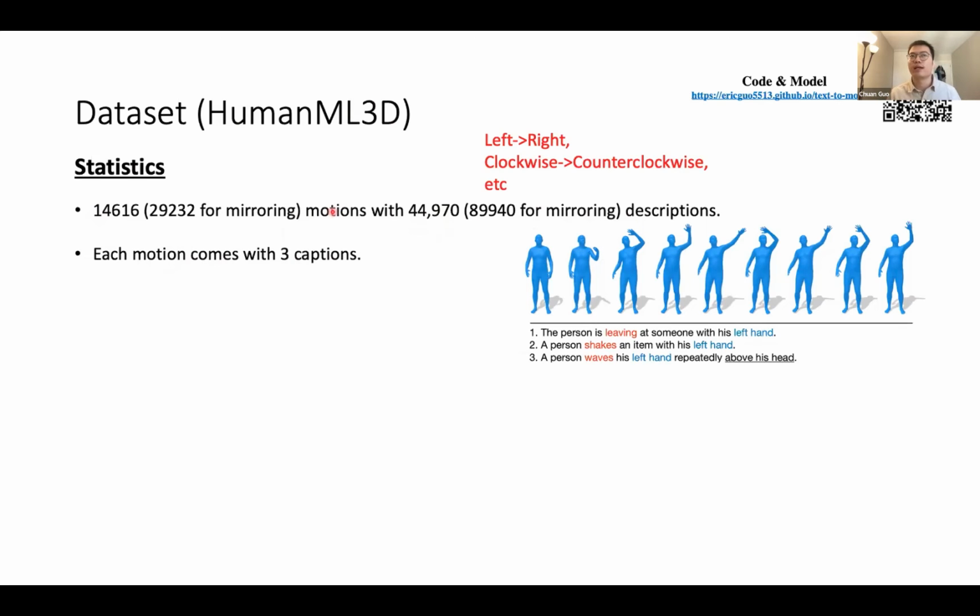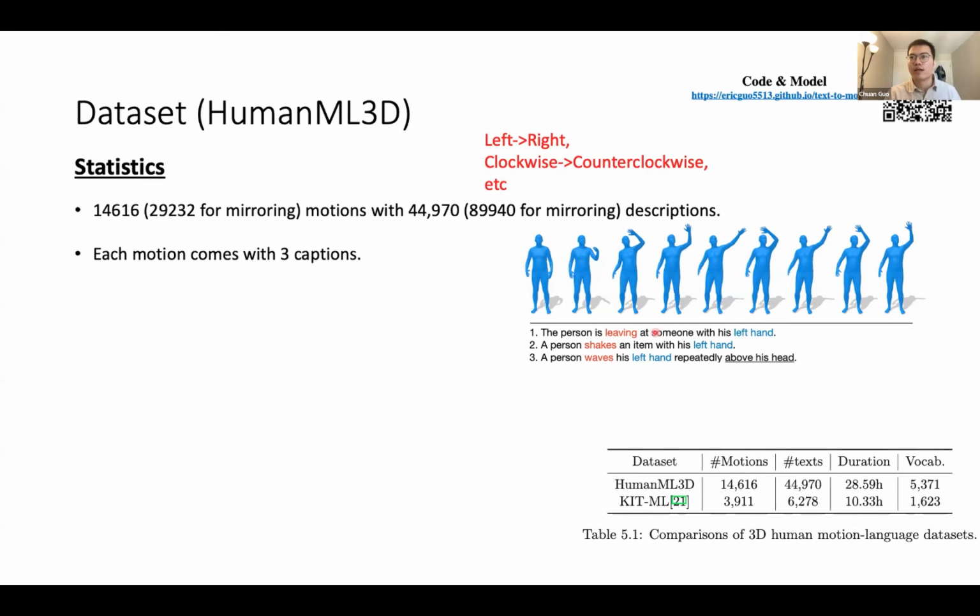During training, in our work, we also mirror the motion, for example mirroring the left part to the right part and the right part to the left part. We can just change some keywords in the description accordingly, like left hand to right hand. Basically it's just left to right, right to left, and clockwise to counterclockwise. There are not many words we need to replace.